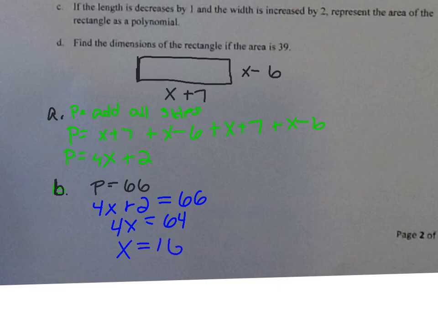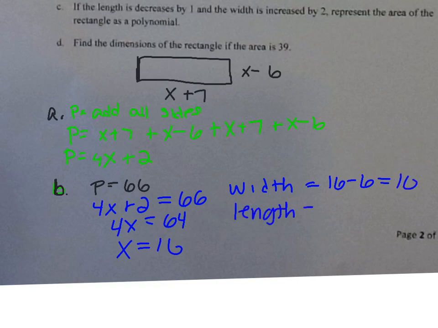x is equal to 16. So now I can find the length and the width, right? So your width is equal to 16 minus 6, which is 10, and the length is equal to 16 plus 7, which is equal to 23. All right, so now let's take a look at C.